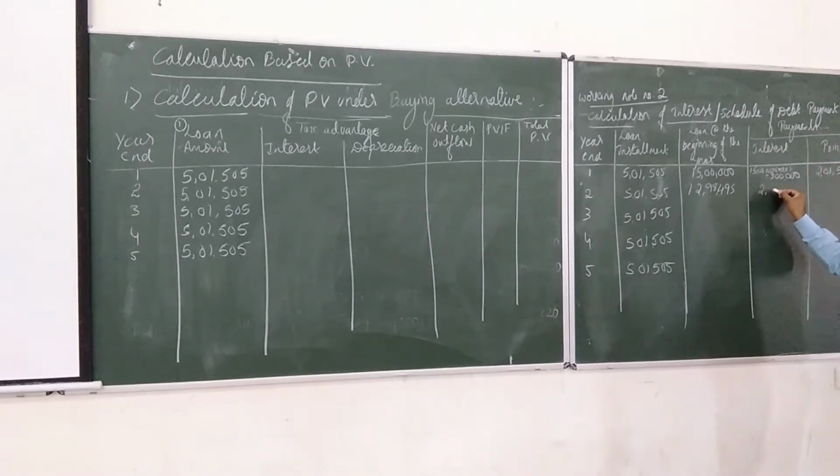Okay? So now, interest we have to calculate: 12,98,495 into 20%. Those who are offline, you have to calculate on your own. Don't rely on somebody's answer; you have to rely on your own answers. So 12,98,495 into 20%, if you multiply this with 20%, you get 2,59,699. Okay, so now 5,01,505 minus this one, how much do you get?